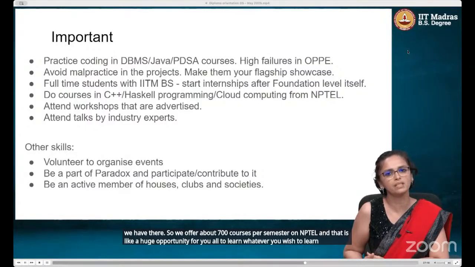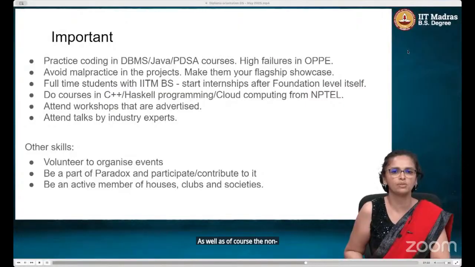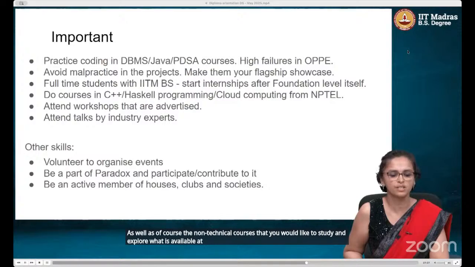So go there and explore the technical courses we have, as well as of course the non-technical courses that you would like to study, and explore what is available at NPTEL, and complete certifications from there.